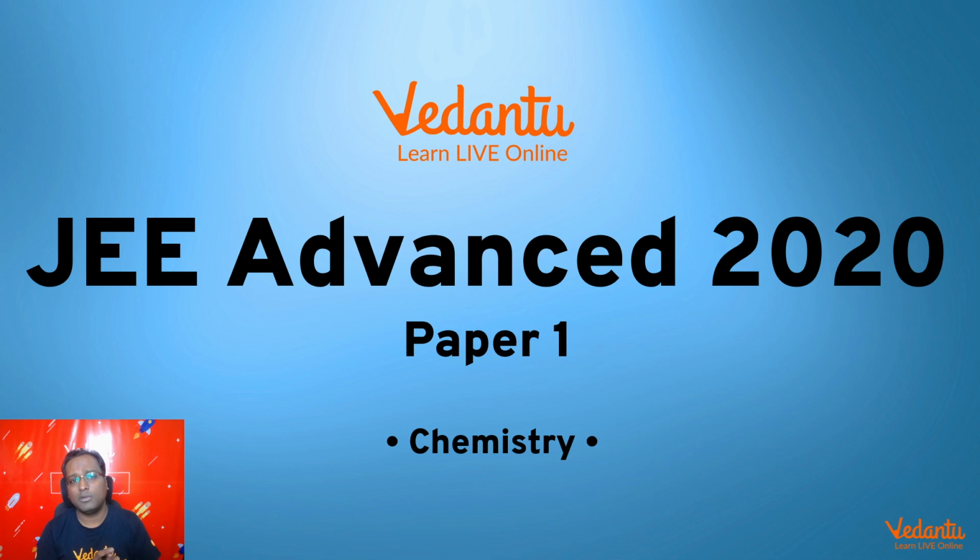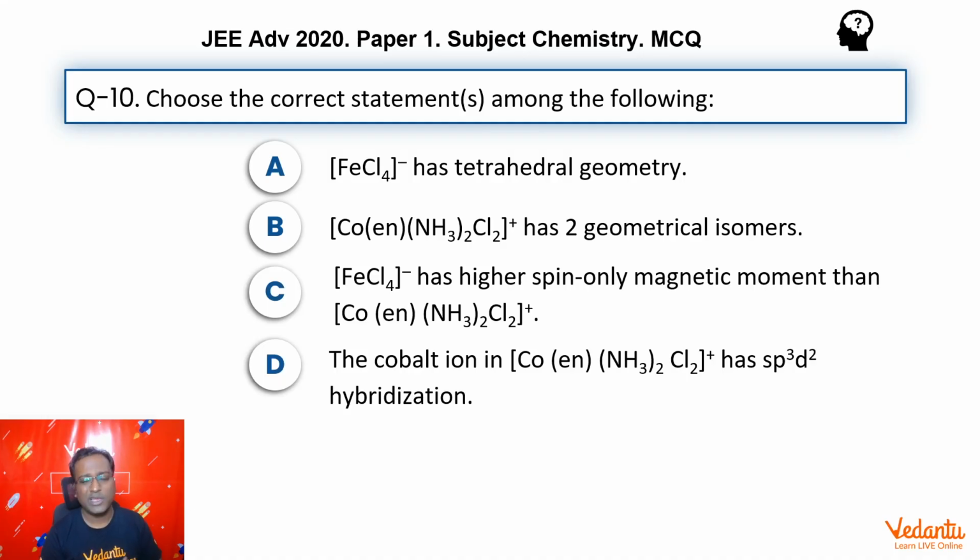Today we are going to talk about JEE Advanced Paper 2020, Paper-1. We are going to discuss an MCQ type question, that is question number 10. In MCQ type questions, be very careful. Try and assess every single option as an independent question.